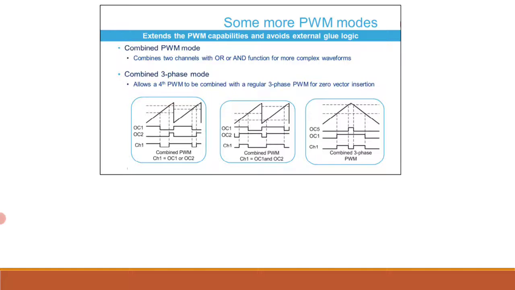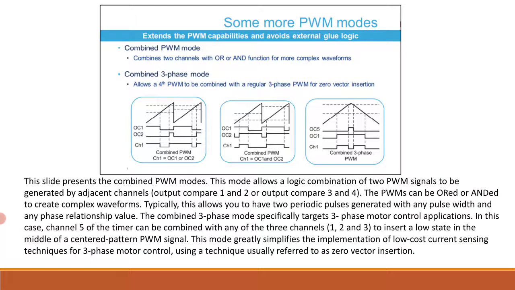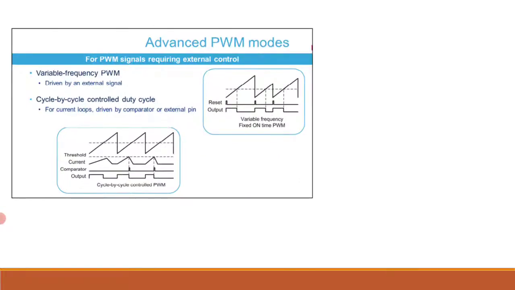Some more specific PWM modes where either the frequency or the duty cycle can be driven by external signals. The timer can provide variable frequency signals using an external reset signal connected either on the ETR or on the channel 1 or 2 inputs. The purpose of this mode is to provide a signal with a fixed on or off time and a continuously adjusted frequency controlled by the hardware.